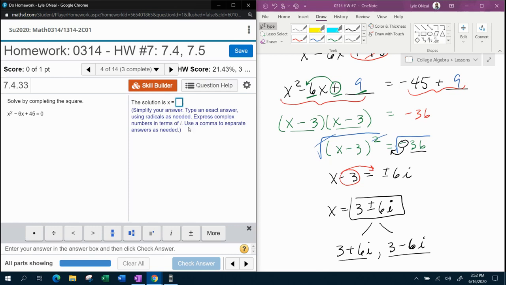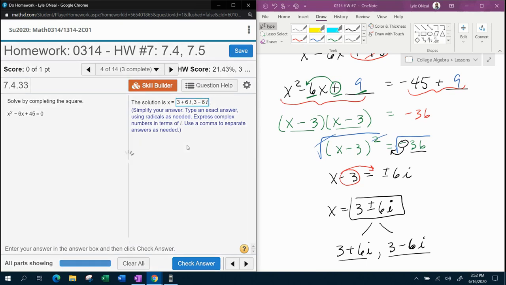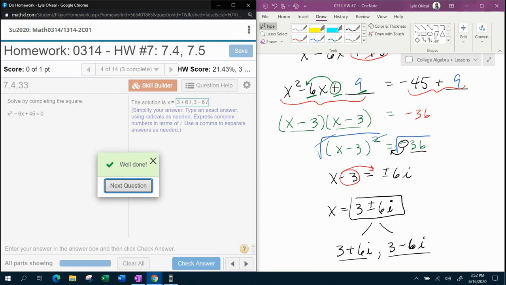All right, so let's put in these answers. And notice that it does say use a comma to separate answers as needed, okay? Even though there is the plus minus option, I think we may go ahead and input these separately. So we're going to say 3 plus 6i, comma, 3 minus 6i. Bam, and we're done.